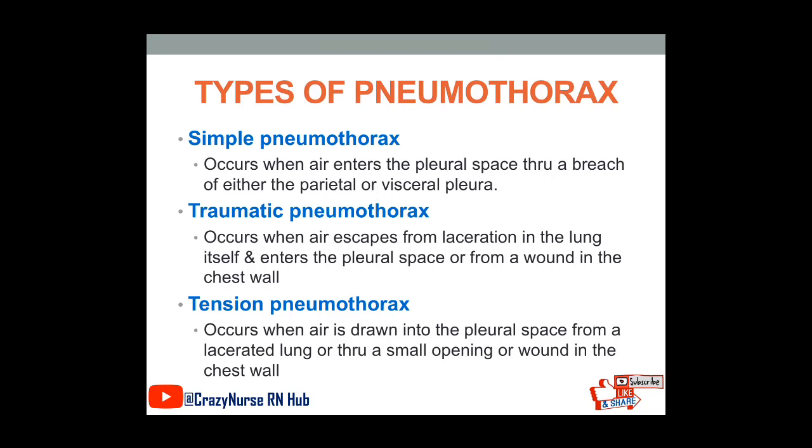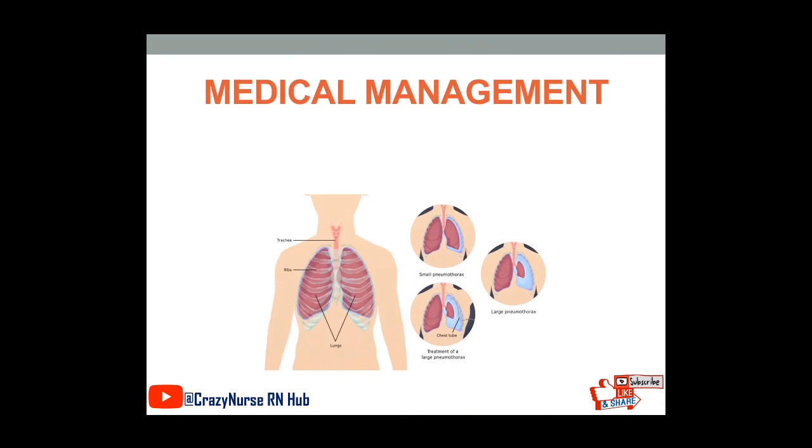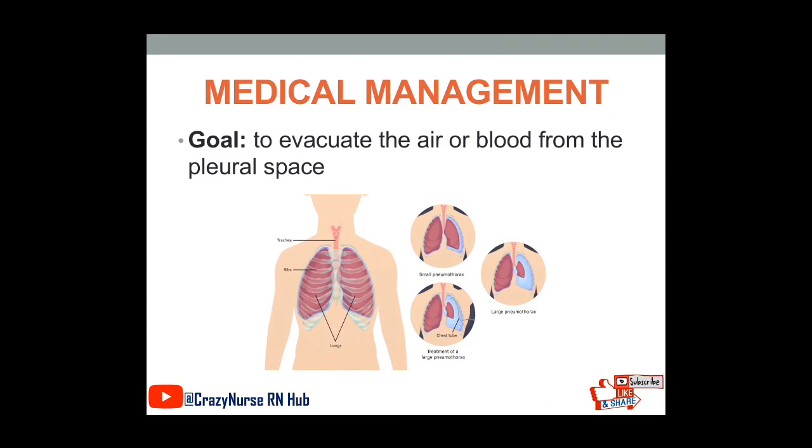Lastly, we have the tension pneumothorax. It occurs when air is drawn into the pleural space from a lacerated lung or through a small opening or wound in the chest wall. Now let's have the medical management. The goal here is to evacuate the air or blood from the pleural space.